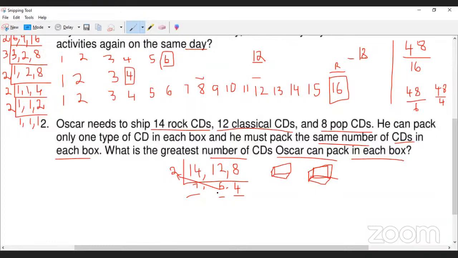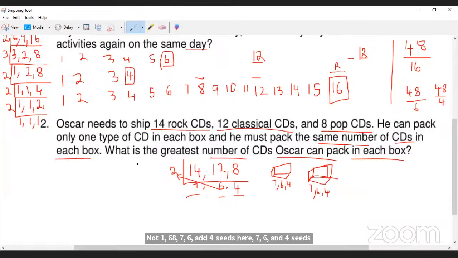7, 6, and 4 CDs here. Total with 2 packs. Same number of CDs in both cases. So total 2 packs. Clear with that? 2 packs will have the same number of CDs, 7, 6, and 4. Same number of CDs on both. So total 2 packs. Are you clear with that?